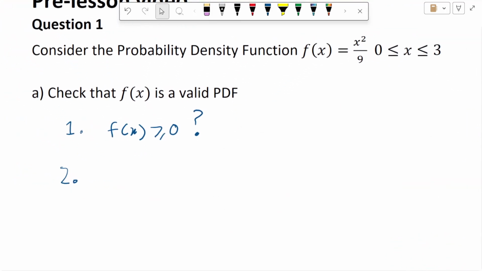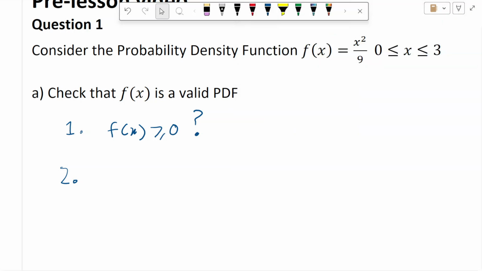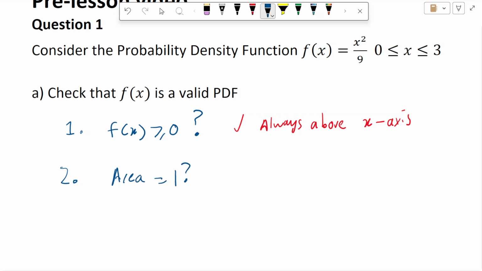Okay, so check that f of x is a valid PDF for this one. So it's x squared over 9 between 0 and 3. What I've done is I've just graphed x squared over 9. I've got the window set from 0 to 3. So is f of x greater than 0? Yes. It's always above the x-axis. And then the second thing we need to check is that the total area equals 1.